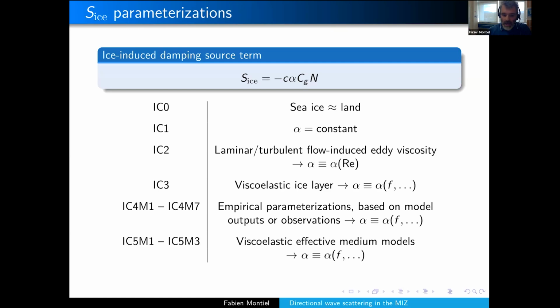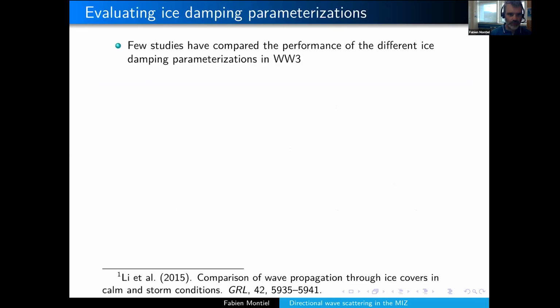And then the last set of parameterizations, the IC5s, there are 3 of them, and they are similar to IC3. So they model the ice cover as a viscoelastic effective medium, although they are simpler than IC3. And also they give an attenuation which depends on frequency. All right, so you can count if you want, but that's 14 of them.